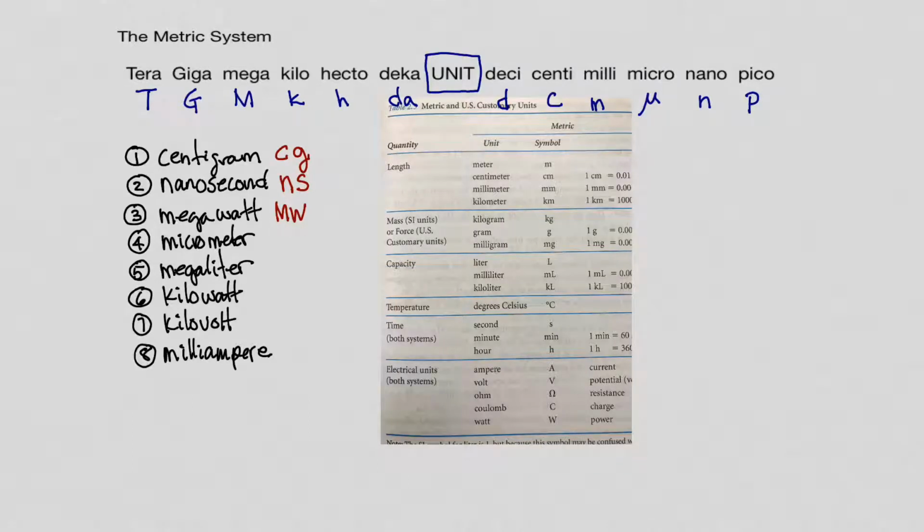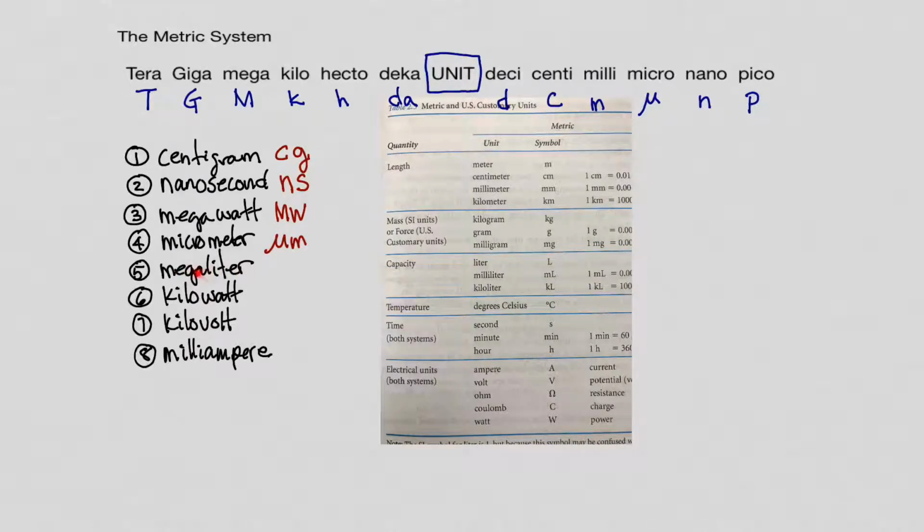And now we're going to come to micrometer. Micro is way over here to the right. That's that Greek letter mu. And a meter, that's a length, so a lowercase m. So that mu and a lowercase m. We're going to have mu m for micrometer.